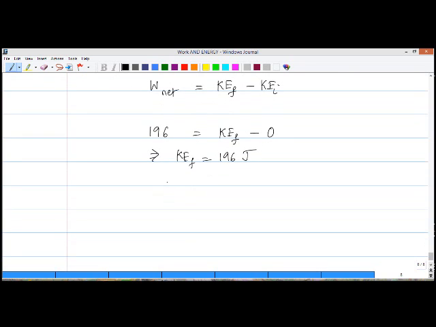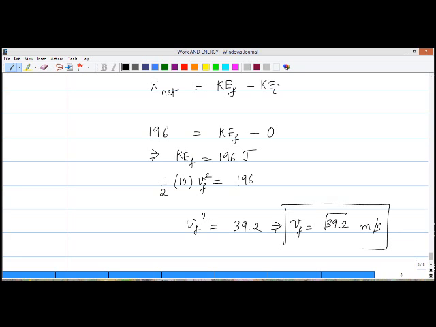So from here on, finding the speed is very simple. I use 1/2 times 10 times Vf squared equals 196, and this gives me Vf squared equals 39.2, which gives me Vf equals square root of 39.2 meters per second. So this is my speed. This is the speed with which the block reaches the bottom of the incline. Alright, so that's it for this problem. Simply a simple application of the work kinetic energy theorem.